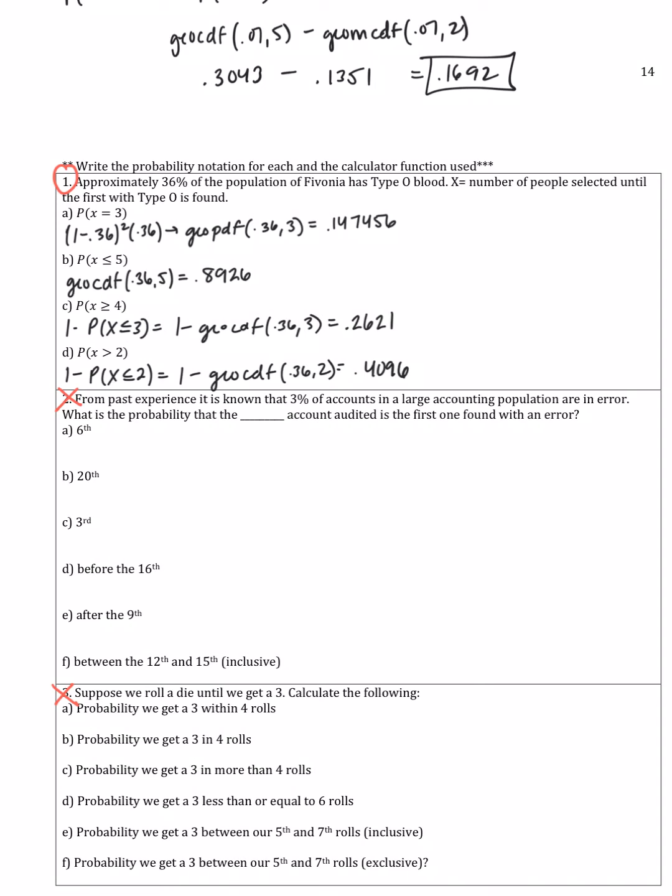So right now, you guys can go complete 7.5 practice, numbers 4 through 6. Determine whether the distribution is binomial or geometric, and then find those probabilities.